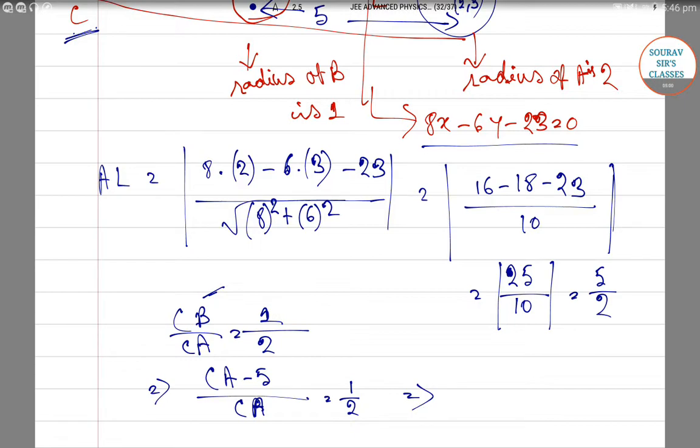So if we solve this, CA equals 10. The length of CA is 10. So this is the answer for this question. So that's all for today.